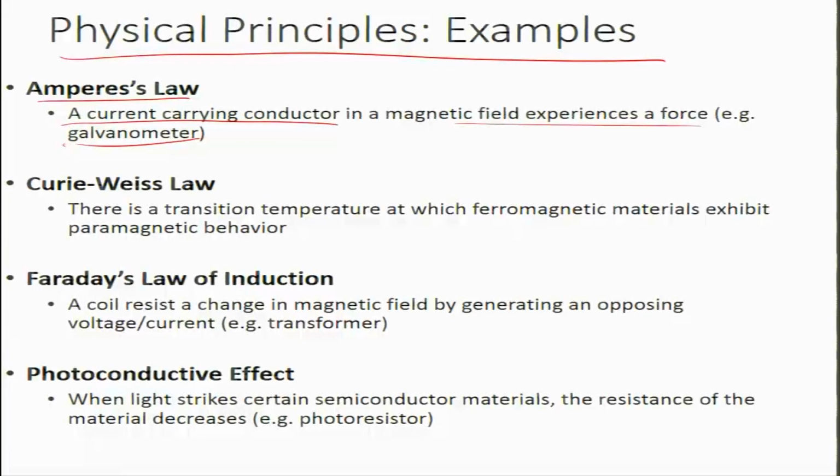Again, we have the Curie-Weiss law, which talks about the paramagnetic behavior being exhibited by some ferromagnetic materials at a certain range of temperature, which is otherwise known as the transition temperature.